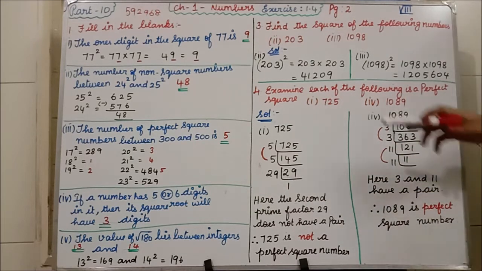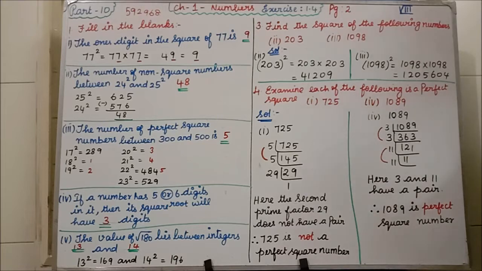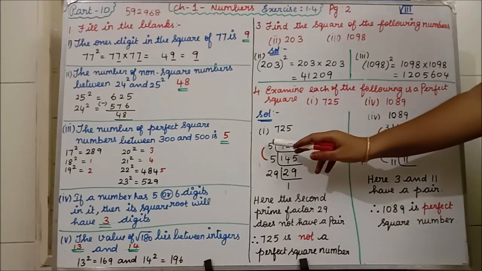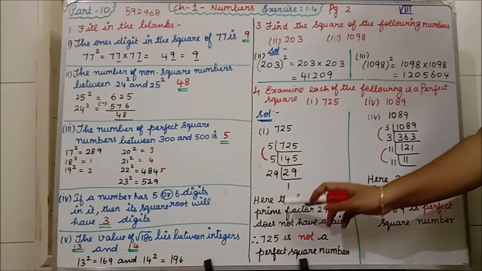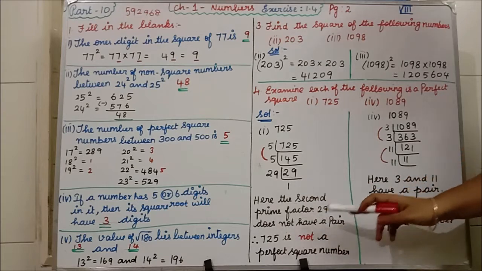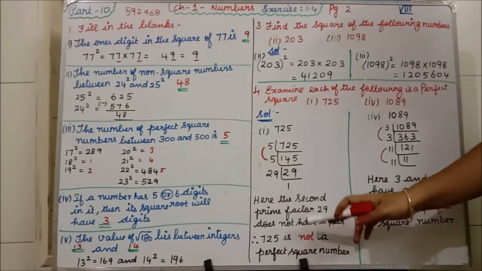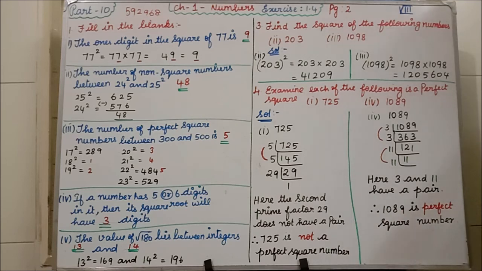Here, after doing the prime factorization, you have to see whether all the numbers have a pair. See, 5 and 5 have a pair. Whether 29 has a pair, it does not have a pair. Here, the prime factor 29 does not have a pair. So, 725 is not a perfect square number. Clear? You have to have a pair. If we are not having a pair, then that number is not a perfect square number. Clear?